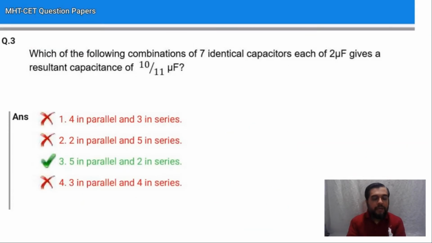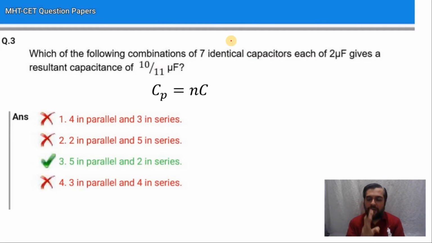Next question. Now this question is from electrostatics. It says which of the following combinations of 7 identical capacitors, each of 2 microfarads, gives a resultant capacity of 10/11. Now this is just a time waster sum. Why do I call it a time waster sum? Because in each of the conditions you will have to solve and find out which one gives a resultant of 10/11. Although we can formulate it, I can make it a bit easier. Whenever there are identical capacitors, you know a generalized equation, right?